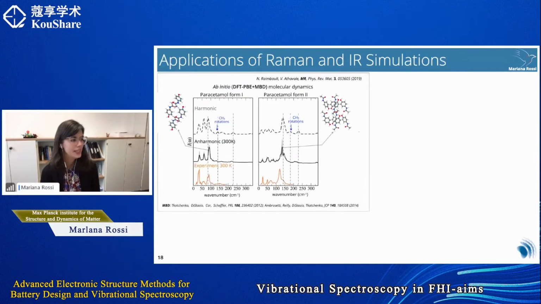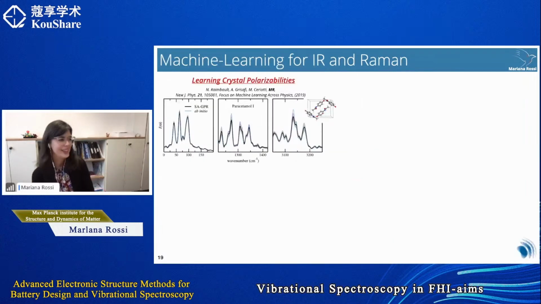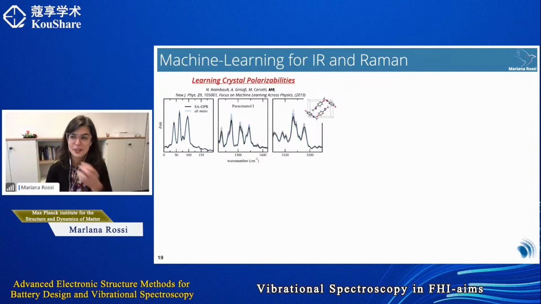And this was basically, so this is 2019, this is the past. We were doing ab initio molecular dynamics. Nowadays, we machine learn everything. So of course, you can machine learn all these types of spectroscopy as well. And this is something we have been working on also since 2019 as well.